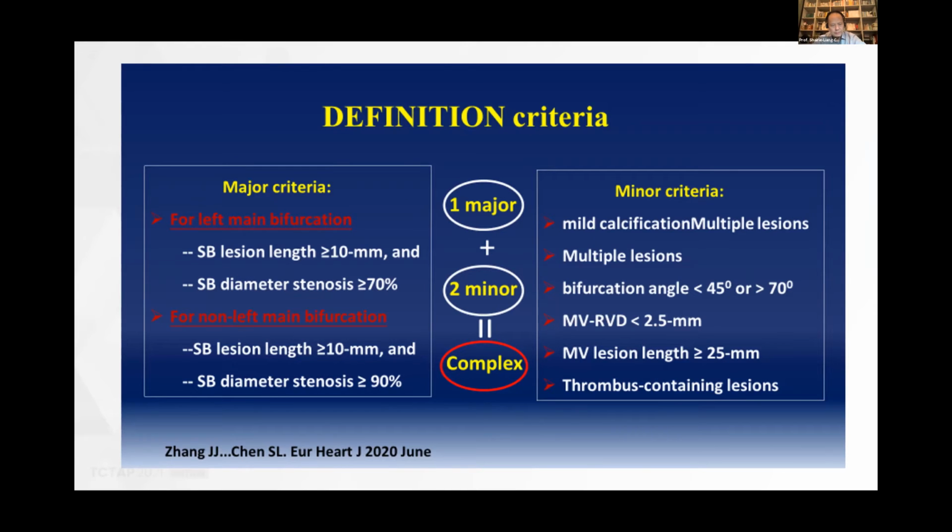Similarly, for lateral and non-lateral bifurcation lesions, the side branch lesion length should be minimal 10 millimeters. So 1 major plus any 2 minor criteria, and the lesion could be defined as a complex bifurcation lesion. I do believe for most distal left main true coronary bifurcation lesions, the side branch lesion length of minimal 10 millimeters will be around 1/3, something like that.